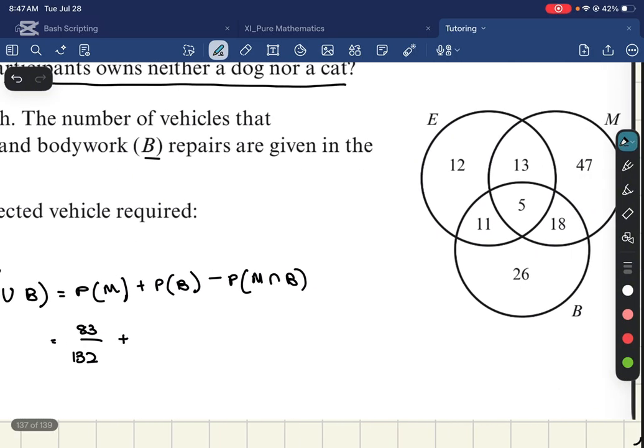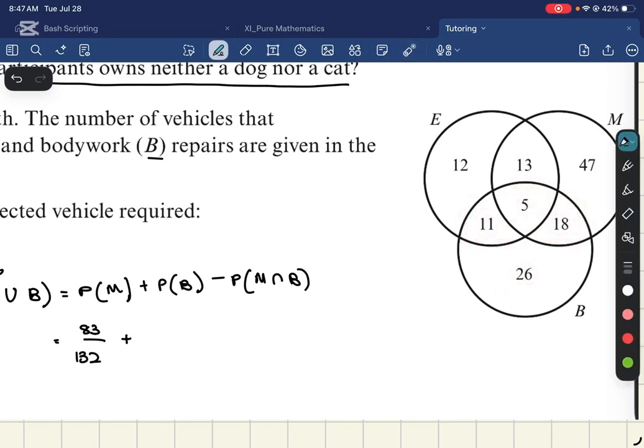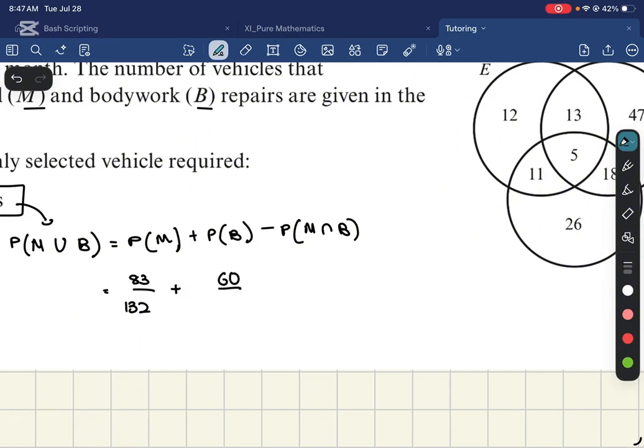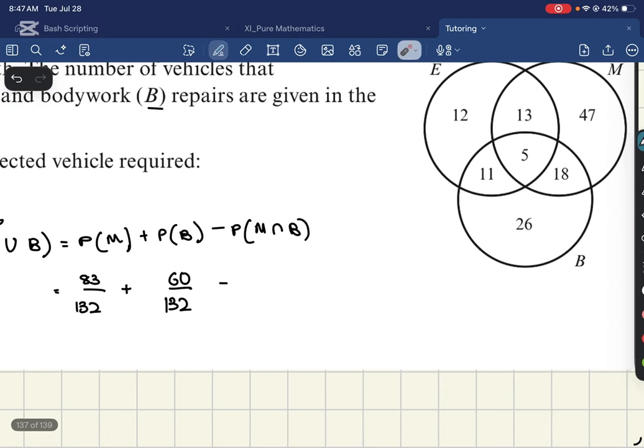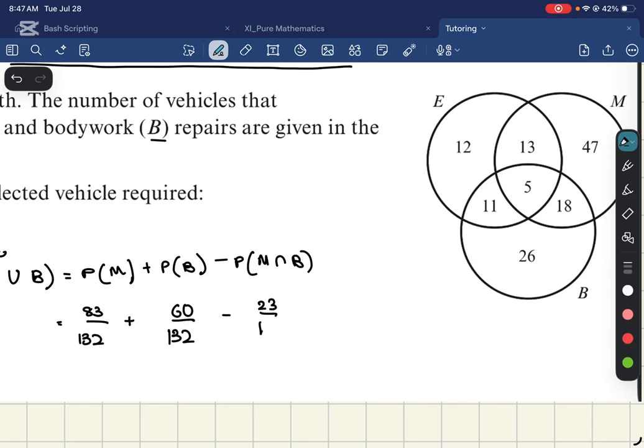Let's do the same for bodywork. We have 5 plus 18 plus 26 plus 11, so we have 60 cars in total that required bodywork. But we need to subtract away the cars that required both mechanical and bodywork, and these are the cars in this intersection here, 5 and 18. So you add 5 plus 18, and that gives you 23 over 132.